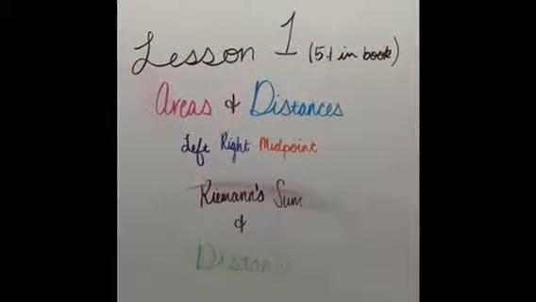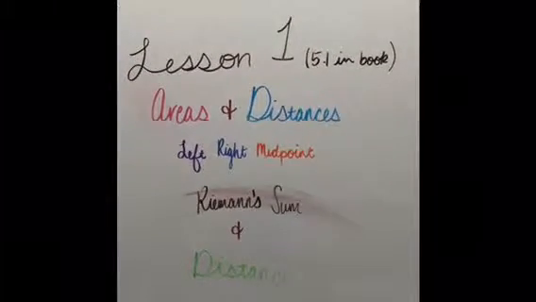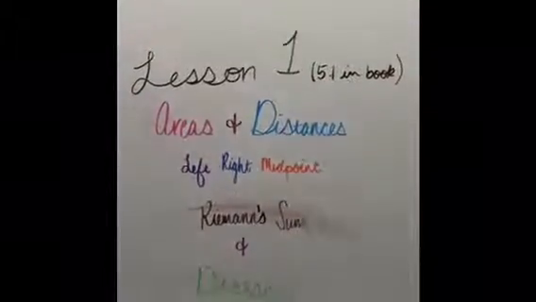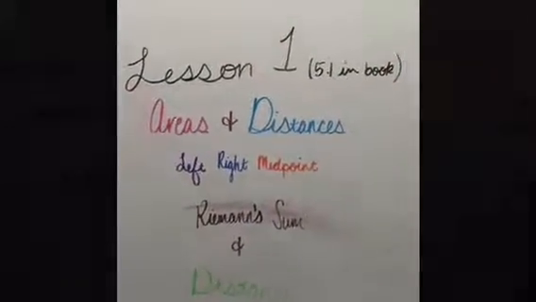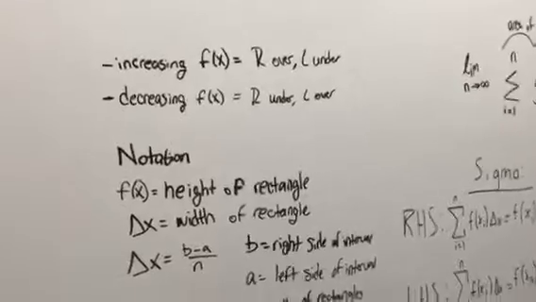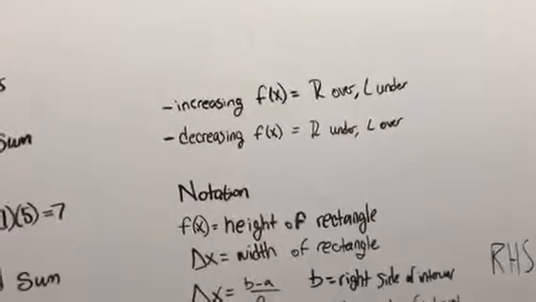This is lesson 1, areas and distances: right hand, left hand, and midpoint Riemann sums, and distance. This can be found in chapter 5.1 in your book.